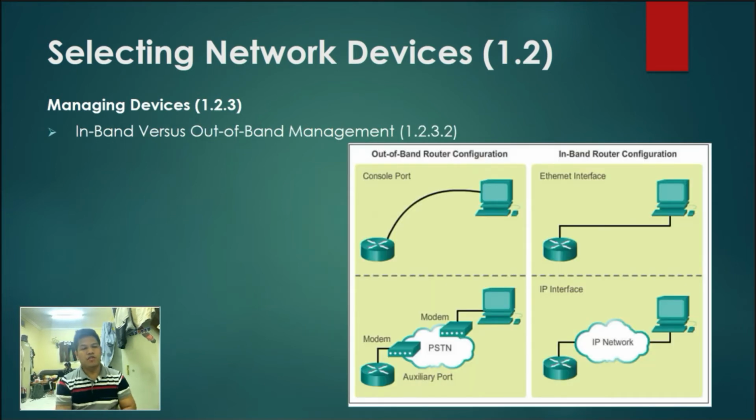For inbound versus outbound management, regardless of the Cisco iOS network device being implemented, there are two methods for connecting a PC to the network device for configuration and monitoring tasks. These methods include outbound and inbound management, as shown in this figure. Outbound management is used for initial configuration only, or when a network connection is unavailable, while inbound management is used to monitor and make configuration changes to a network device or to a network connection.